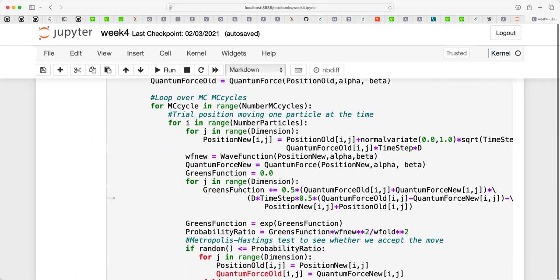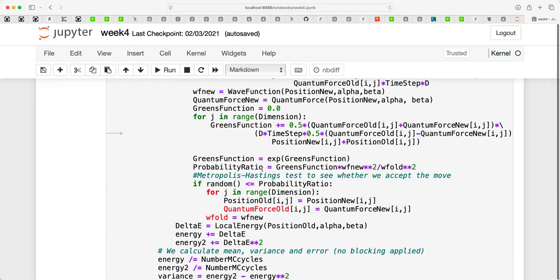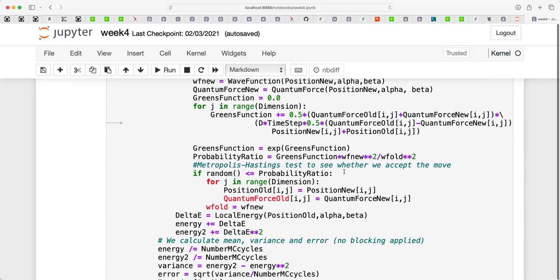And this is set up here. I run over the dimensions. And as you can see, I'm moving the particles. And what I do now, I get a new probability ratio. And I take the Green's function. I'm not putting everything into exponential. This is the new wave function squared divided by the old one. And this is the one which I use to compare with the previous positions and a random number. So this is my Metropolis test, what you have here.